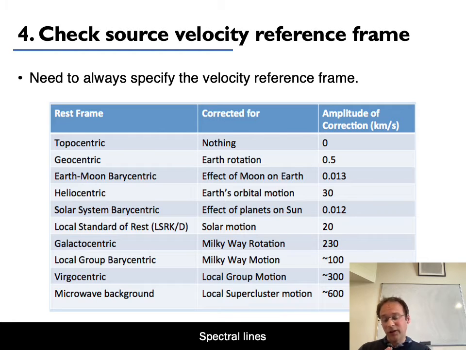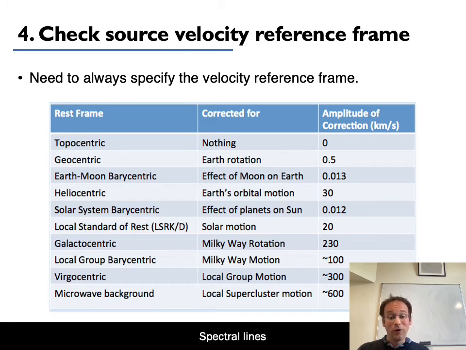The Earth spins about its axis. That causes a diurnal variation, so a daily variation, of about 0.5 kilometers a second in amplitude. It also, of course, orbits the sun, so it can shift by up to 30 kilometers a second in any given direction in the sky over the year. And of course, the sun is in motion in its local area, as well as the Milky Way being in rotation, as well as the Milky Way itself moving in the Local Group. And so there's all this relative motion going on.